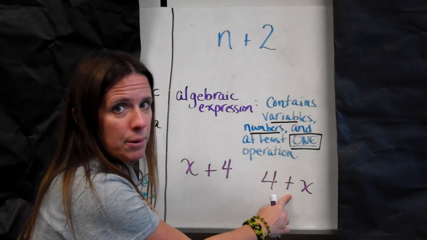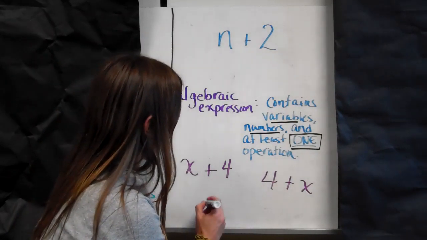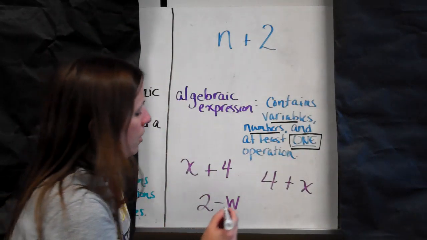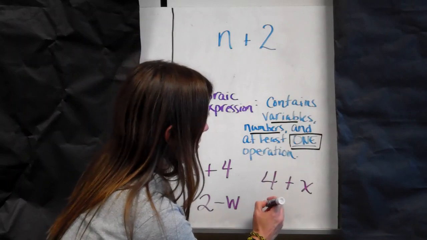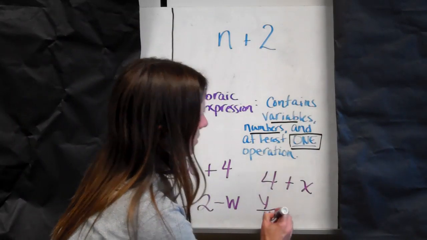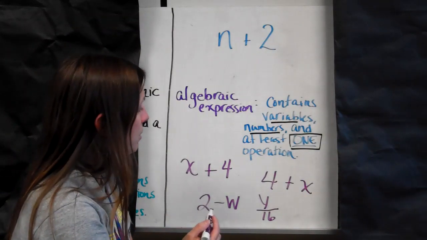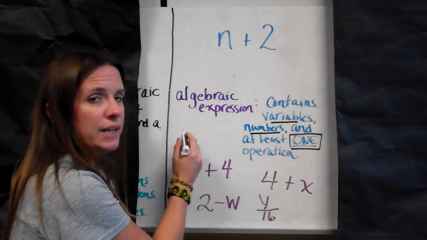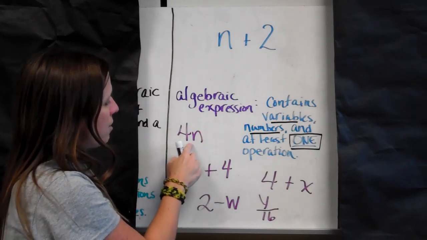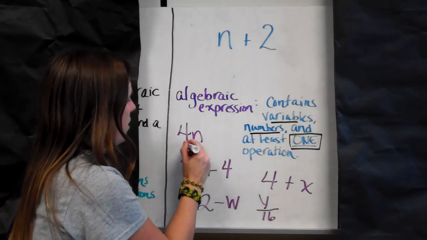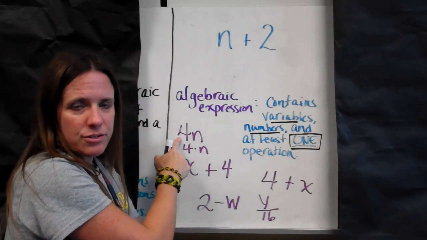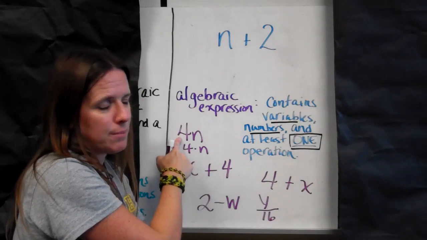Addition isn't the only operation that we have. You could have 2 minus w. You could also see division, where you might have y divided by 16. And then multiplication as well. Multiplication we'll see written as something like this, where you have a number next to a variable. You might see it with the multiplication dot, but more likely you're going to see the number right next to it, and we would read that as 4 times n.